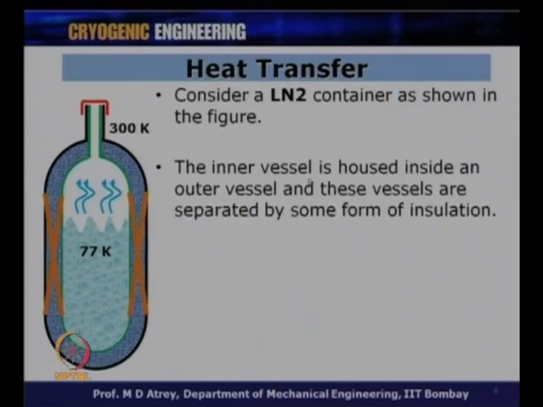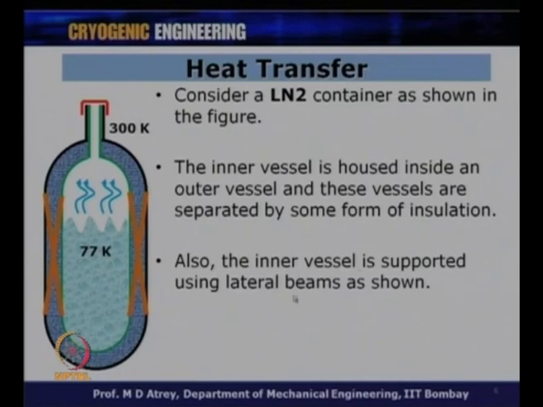The inner vessel is housed inside an outer vessel, and these vessels are separated by some form of insulation. So, we have an inner vessel which houses liquid nitrogen, and an outer vessel with insulation over here. You can see there are members which give strength, holding this inner vessel against the outside vessel. Also, the inner vessel is supported using lateral beams as shown here. So, basically how will this inner vessel stand here? The inner vessel would stand here because of the support given by these lateral beams.